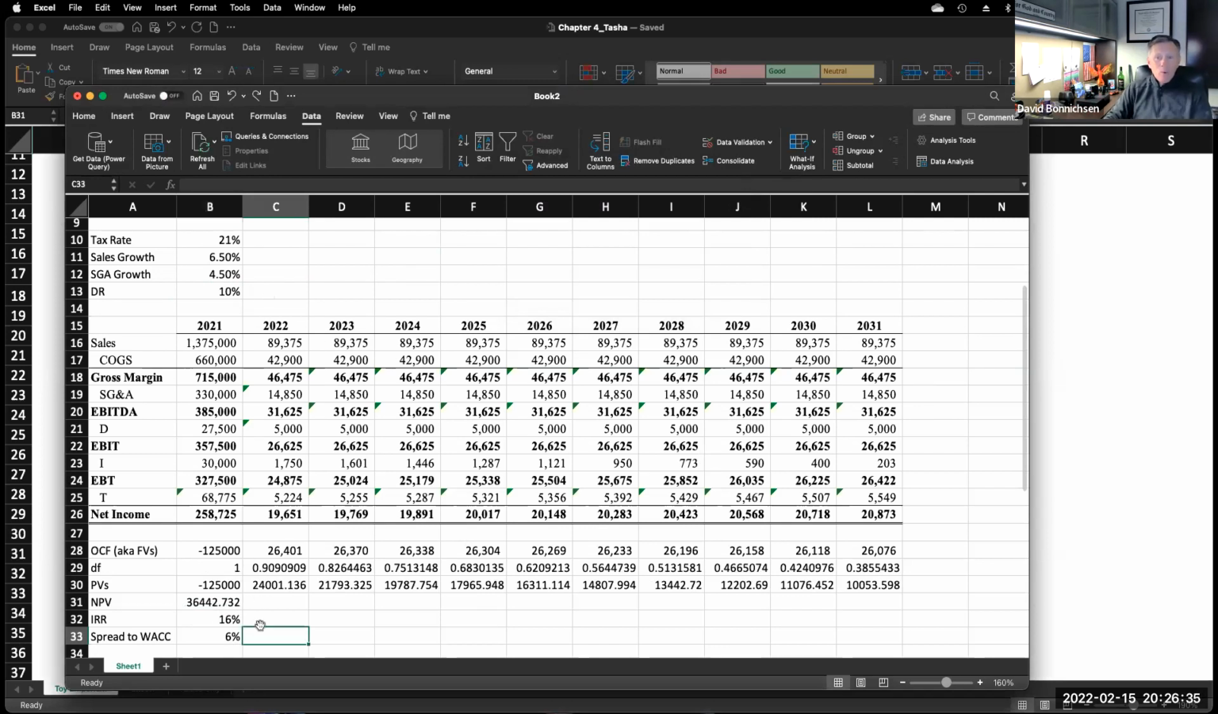And our spread to WACC, our spread to the discount rate, is the IRR minus the discount rate that we're given. And again, we use these terminologies kind of interchangeably: required rate of return, weighted average cost of capital, WACC, discount rate. They are all representative of the same thing. If you're going to ask me for my money, you're going to ask me for the firm's money, then this is my required rate of return if I'm going to give you the money to implement your project.